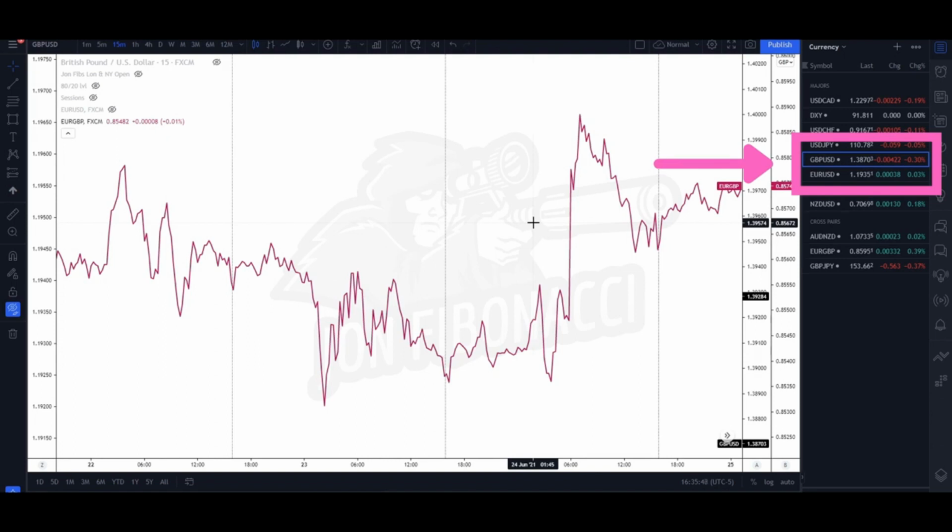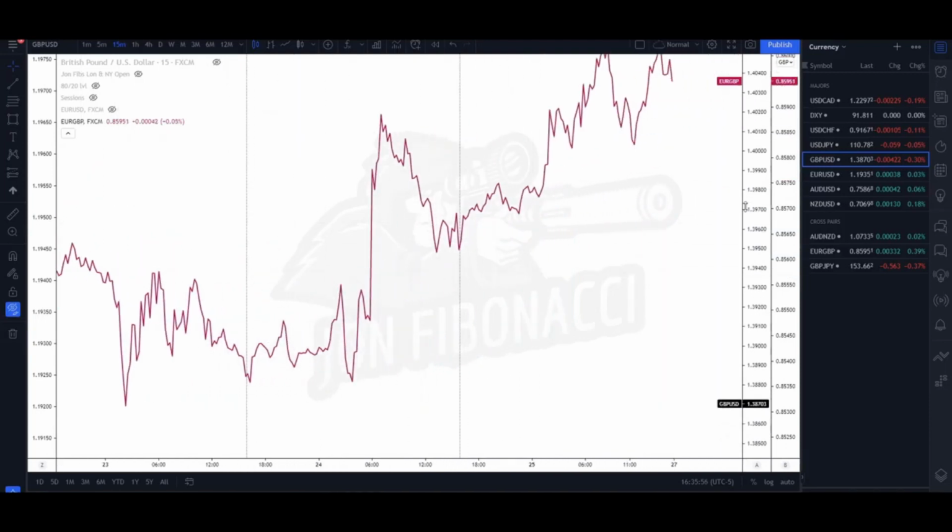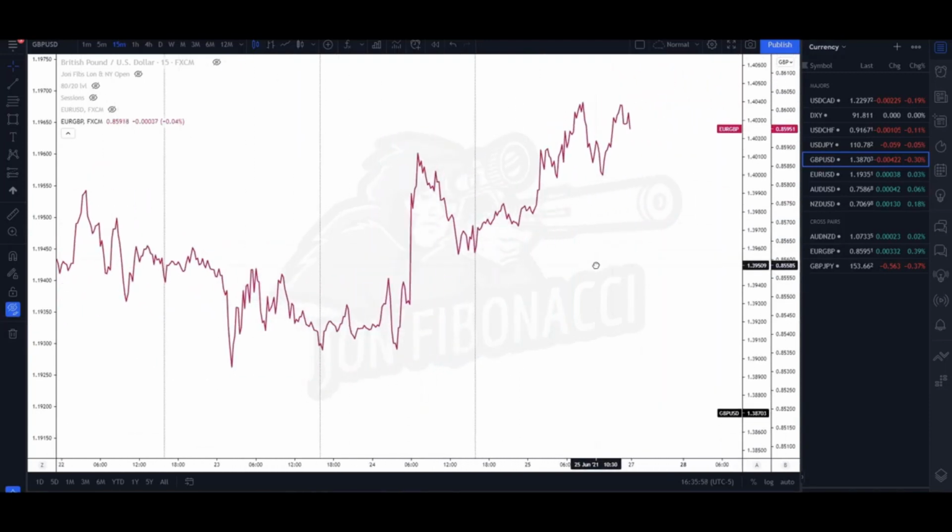But you can see that even in that data, British pound was weaker than the Euro USD. You can even see it here, right? If the Euro is stronger than British pound, then the cross pair Euro GBP should go higher. And we do see that here. Okay, so that's how I use it.